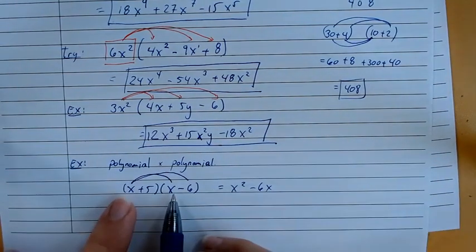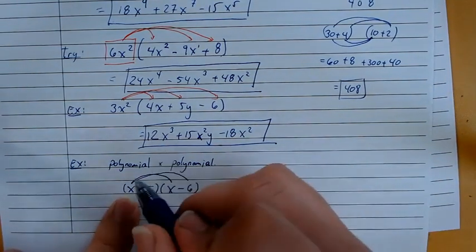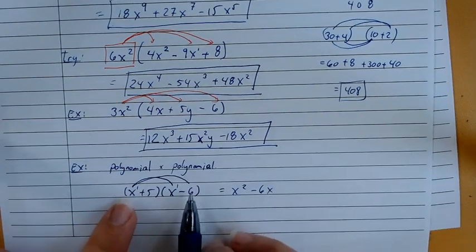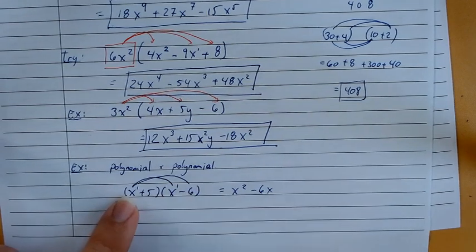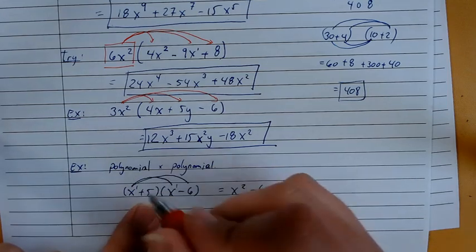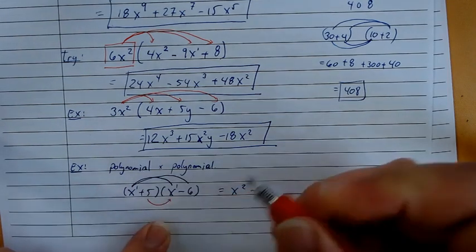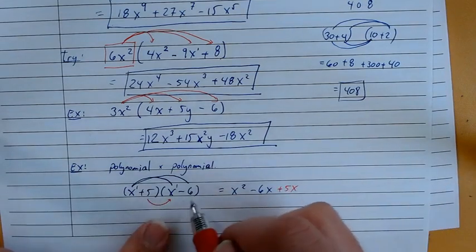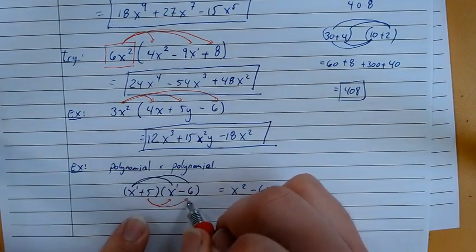When you multiply two things that have the same base, you add their powers. So power 1 plus power 1 gave me power 2. This doesn't have any variables, so that's just a negative 6 times that x. But then we move on to the 5. And the 5 will distribute 5 times x. Well, that's a positive 5x. And then 5 times negative 6 will give us a negative 30.